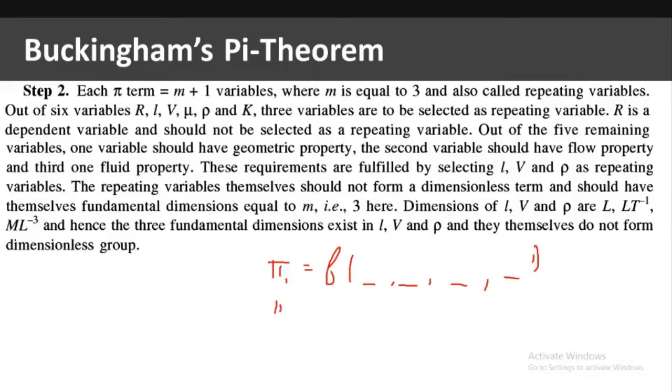Okay, pi 2 will also be a function of 4 properties. इसको मैं F1, F2 ले लेता हूँ. It is again a function of four properties 1, 2, 3 and 4 and pi 3. Pi 3 is also a function of four properties 1, 2, 3 और 4. अब ये चार प्रॉपर्टी कौन से लेने हैं? हमारे पास कितनी प्रॉपर्टी है? टोटल 6 प्रॉपर्टी है. R, L, V, mu, rho और K.